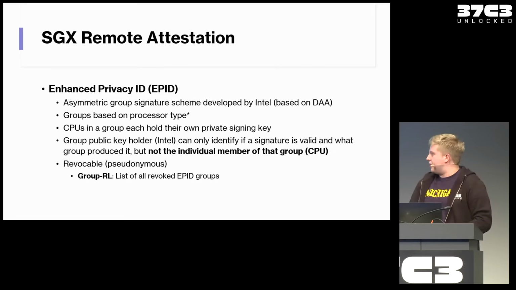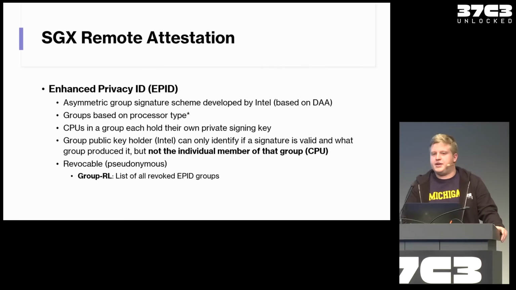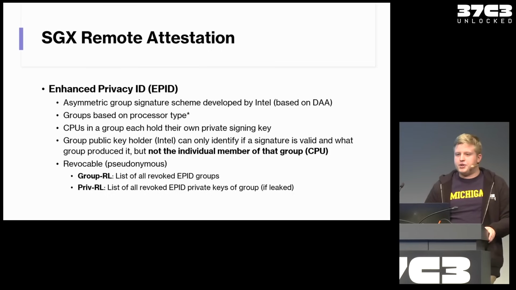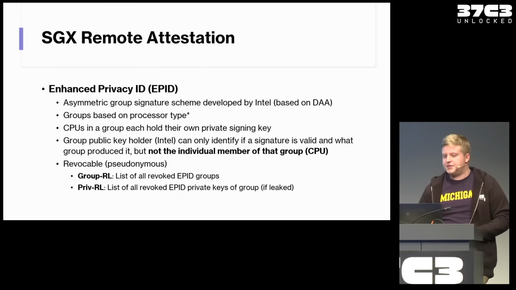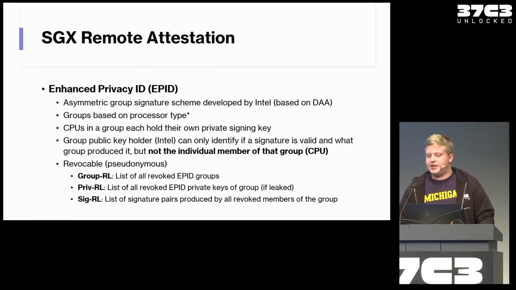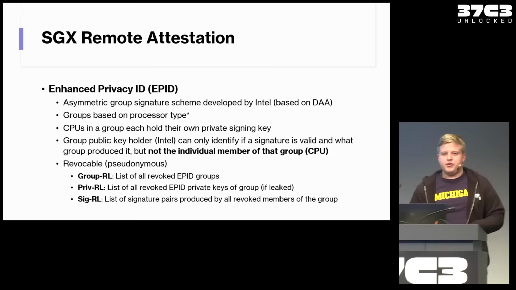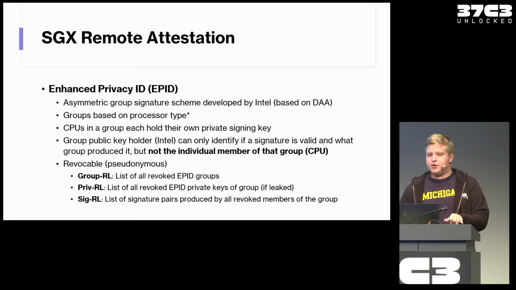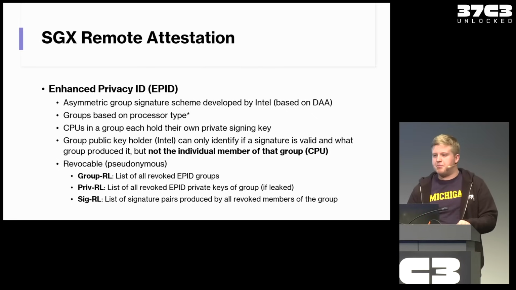And there are three mechanisms Intel gives you to revoke. There's the group revocation list, if they have to revoke an entire group. A private key revocation list, which, if someone leaks their EPID private keys, then they will simply be put on this revocation list. And a little bit more interestingly, the SIGRL, or signature revocation list, which is a list of basename-signature pairs produced by a known bad member of this group. So if Intel knows that you were able to obtain your own private keys and sign things, even if Intel can't figure out which private key you have, they can say that this pair of data and signature was produced by a bad member and must be revoked.